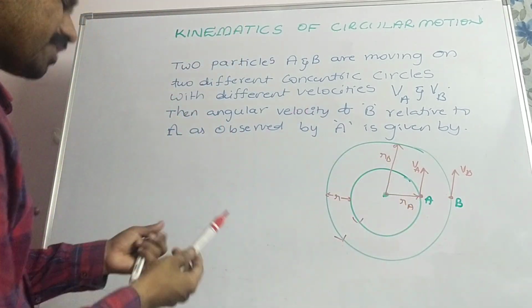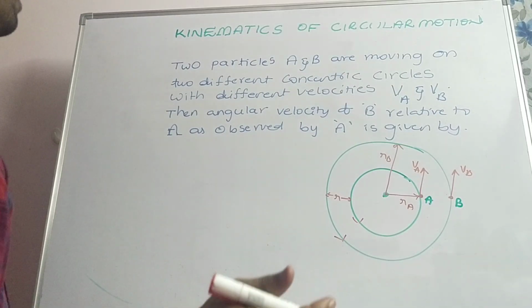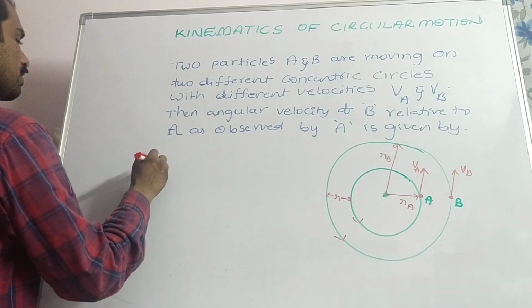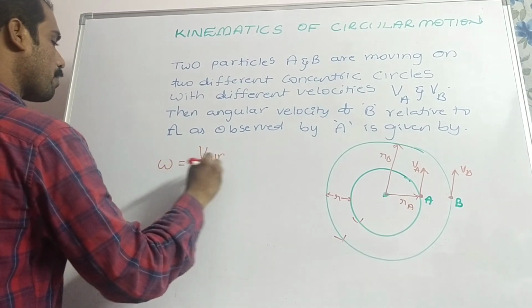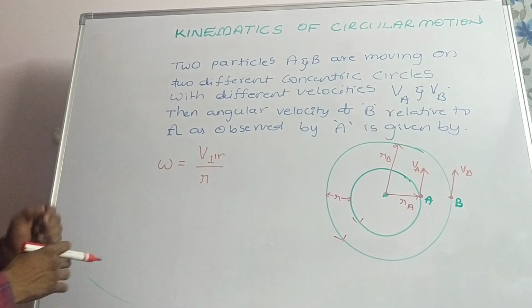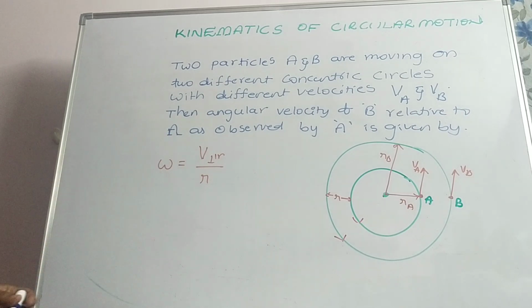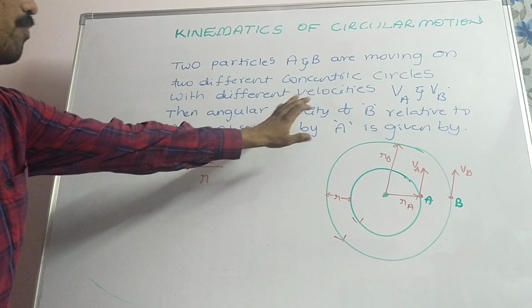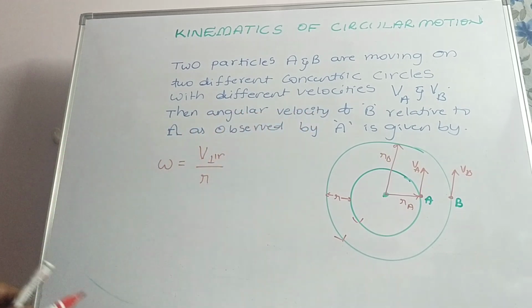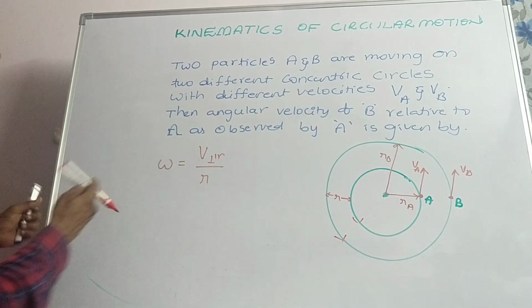Now we know the simplest thing: angular velocity omega can be written as V perpendicular by radius. V is equal to R omega, and omega is equal to V by R. Here the perpendicular velocity gives the angular velocity of B relative to A. They are asking what is that, omega AB.